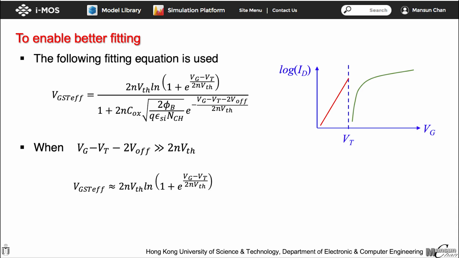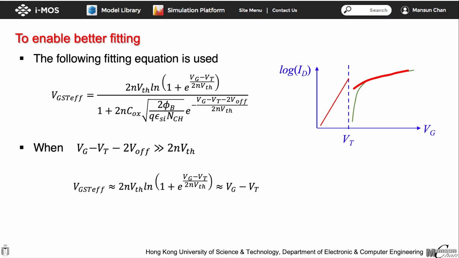That means the current equation will converge to the conventional equations in the region with Vg larger than Vt, as shown in the graph. As the denominator is always larger than 1, you may expect the current calculated with the new VGST effective will always be slightly less than that calculated with the original VGST effective function.